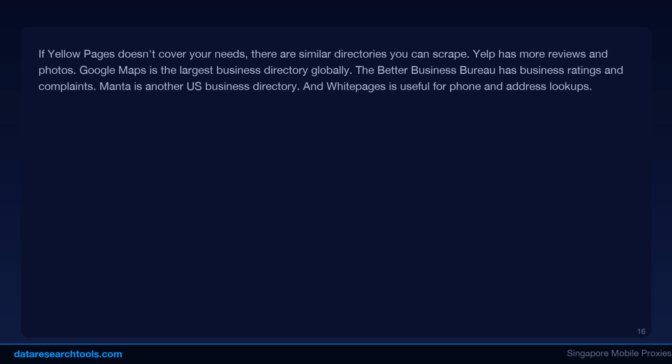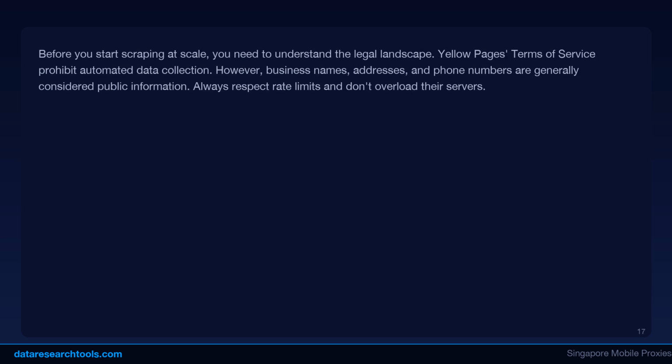Here's the thing that most guides won't tell you. One thing you definitely need to know about is issue 4, IP blocks despite rotation. Cause: subnet level blocking or browser fingerprint detection. Solution: use mobile proxies from dataresearchtools.com, which use carrier grade NAT and are virtually unblockable, combined with anti-detect browser profiles.